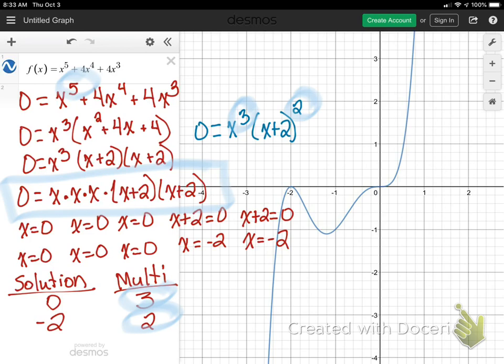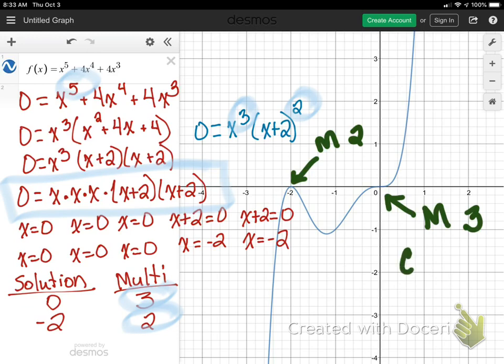Now, going back to my solutions, we know here we had a multiplicity of 2. So we touched it and we changed directions. Here we had a multiplicity of 3. Okay, that means it happened 3 times. That factor showed up 3 times. That solution showed up 3 times.